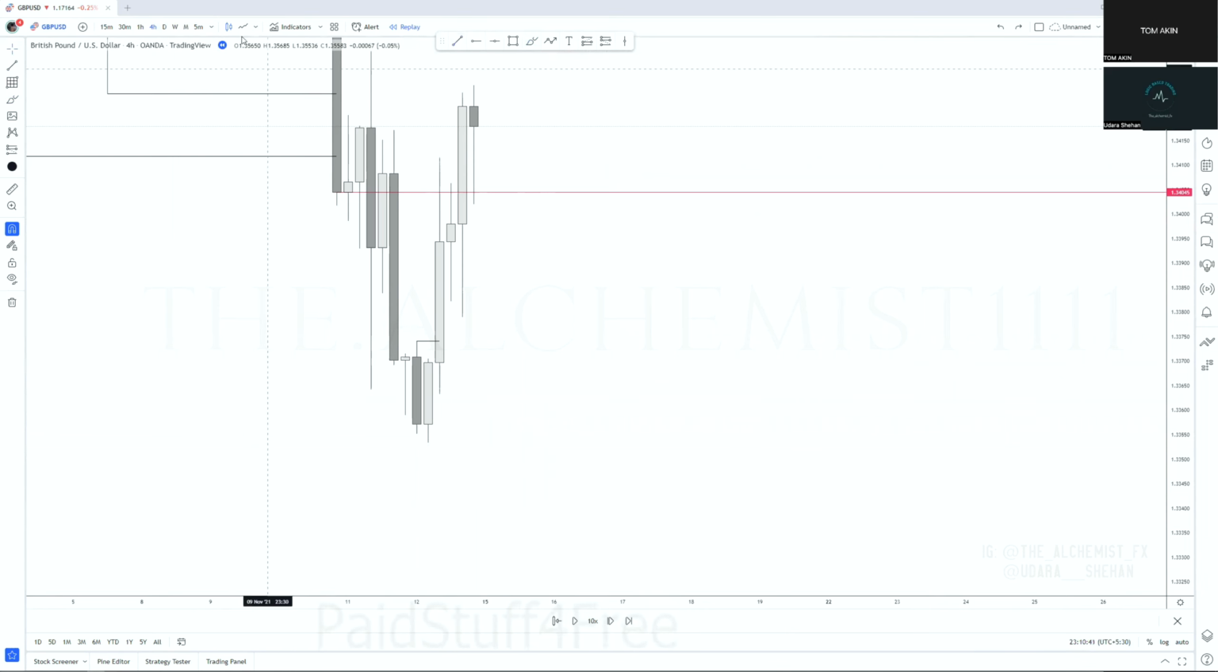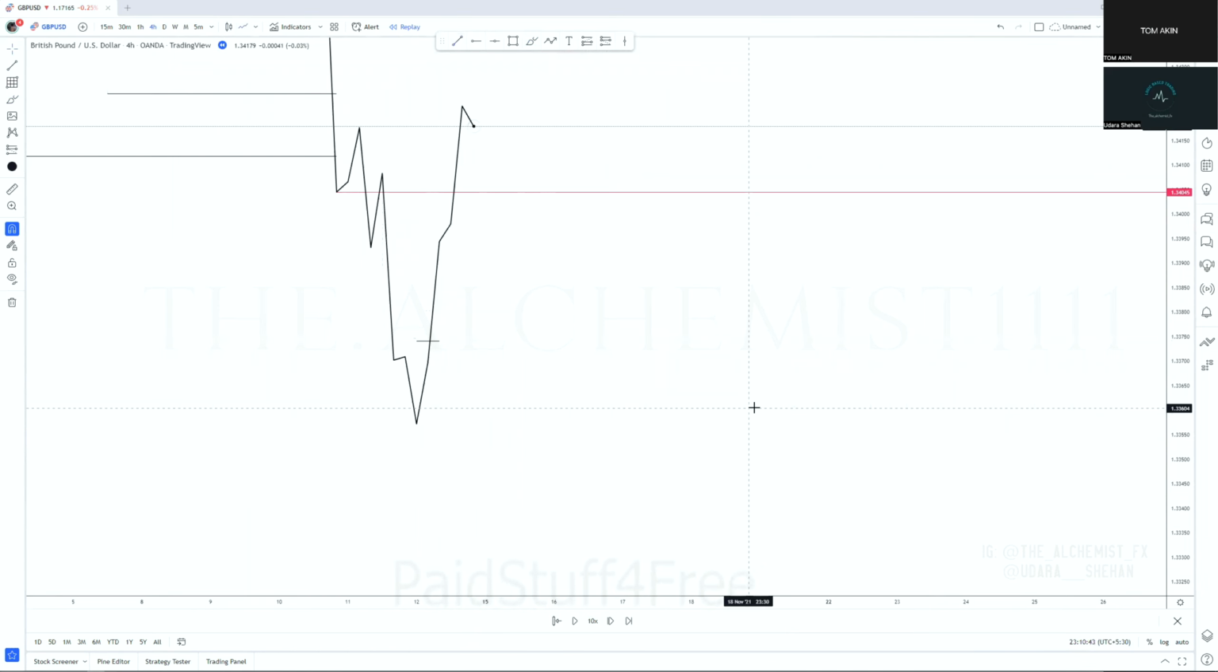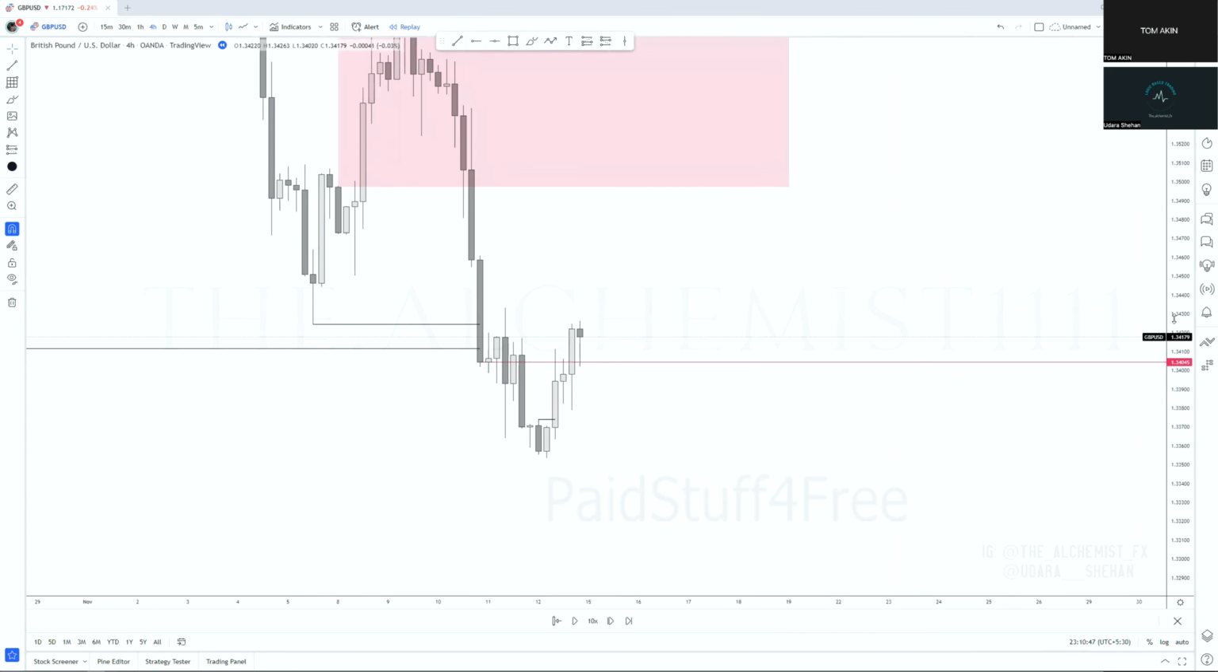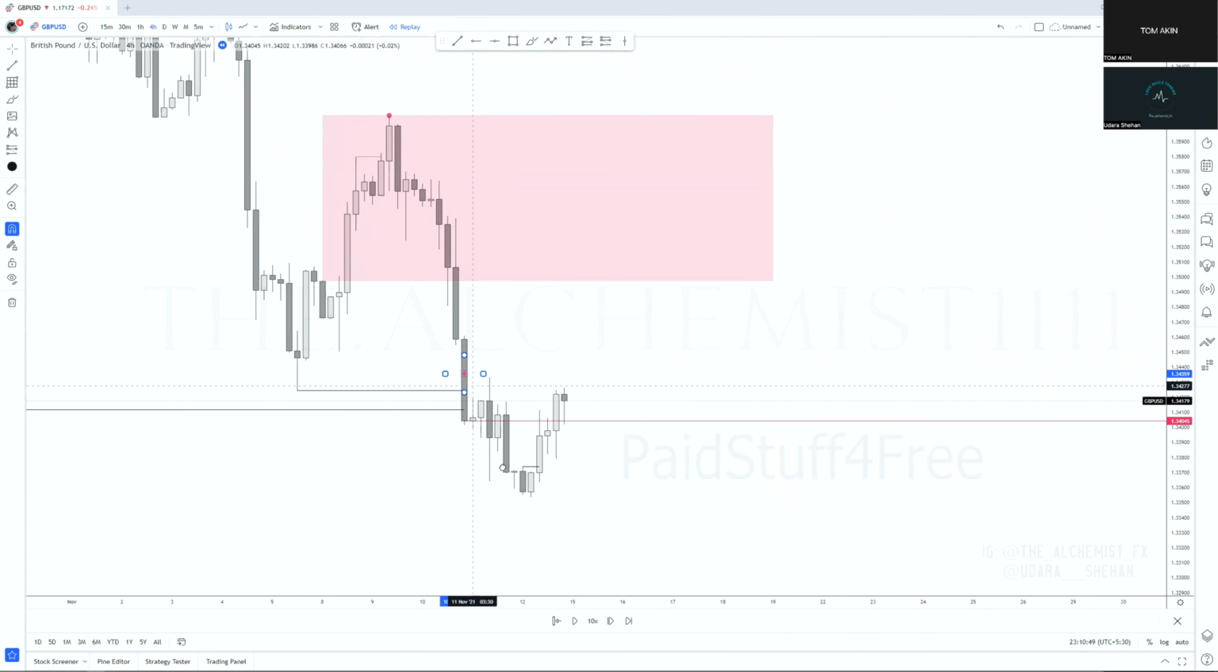If that break is confusing you, use the line chart. You'll see it very clearly. Okay, so there we go. Now we have a range that is from where? From here to here. Now let me draw 2 horizontal rays. That way we know what our range is, what our dealing range is.